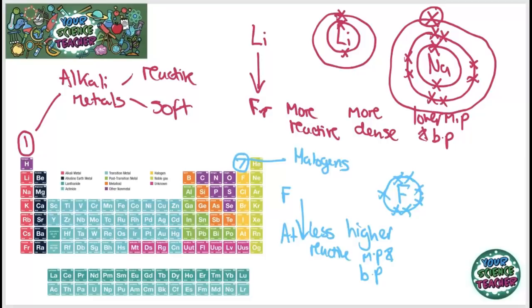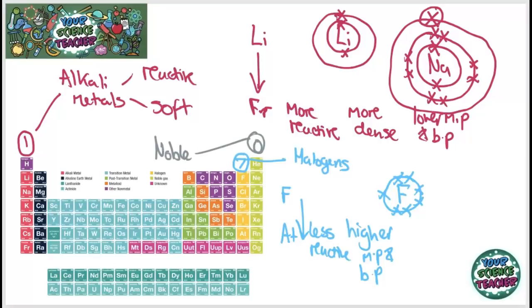Some other properties of halogens that make them really cool is the fact that they're incredibly toxic and dangerous. This is very unlike the last group, which I just want to talk about really quickly, which is group 0, which are called the noble gases.